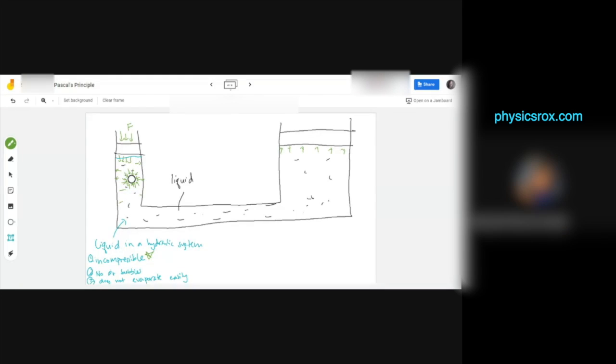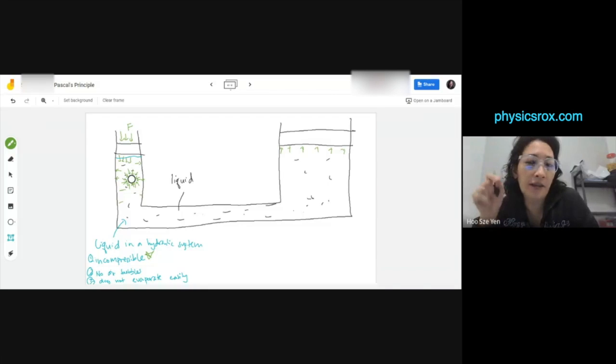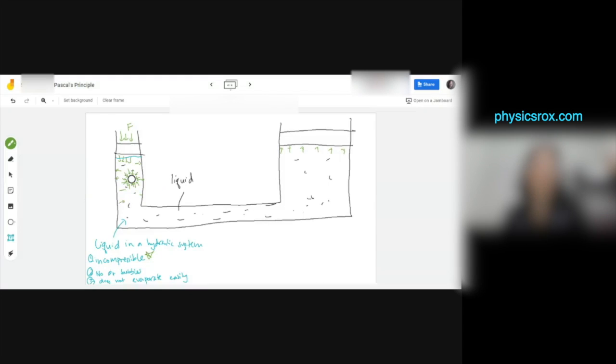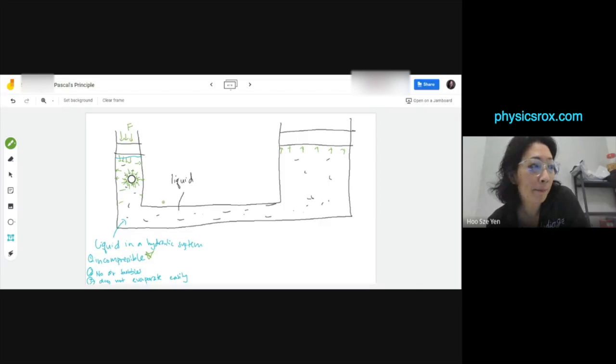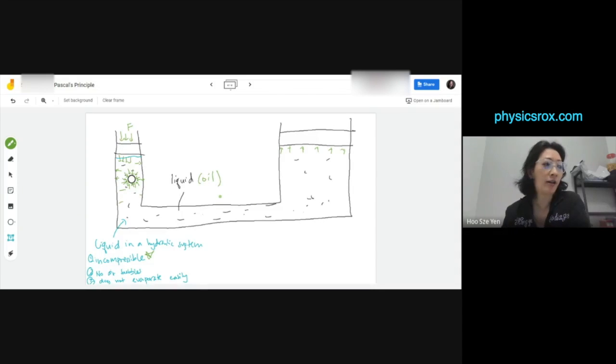So when the liquid is incompressible, it builds up the pressure in the hydraulic system, is it? Not builds up. It transfers the pressure. So what would be an ideal type of liquid? Oil is one. You can use oil, like the one they use in workshops in the hydraulic brakes. They call it brake fluid, but it's actually a type of oil. Because oil is not compressible, oil does not have air bubbles, and oil doesn't evaporate easily.